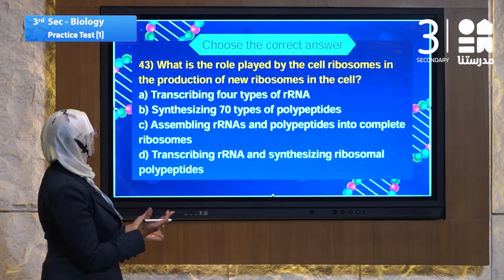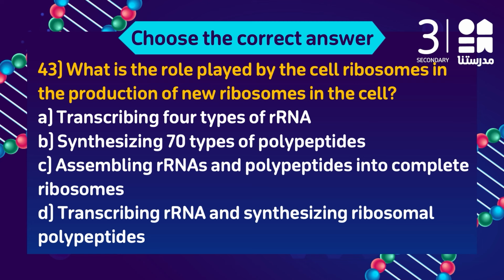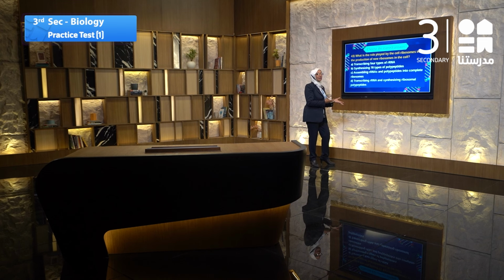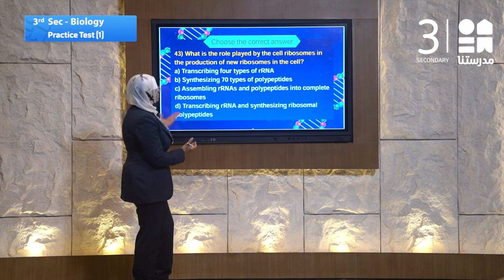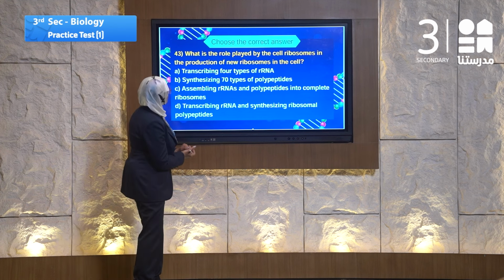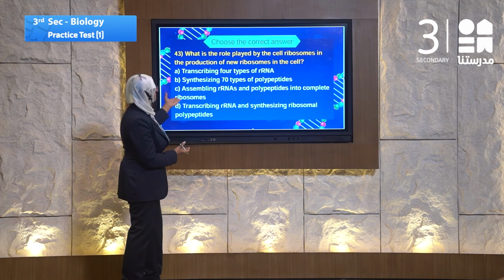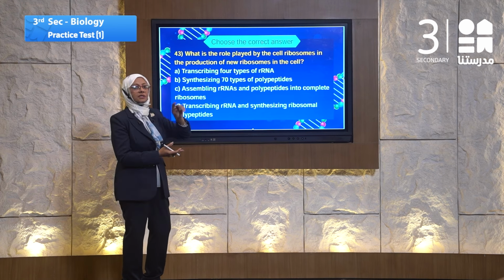Let's go to 43. What is the role played by the cell ribosomes in the production of new ribosomes in the cell? There are many steps for the cell to make new ribosomes. The ribosomes are needed for the cell to make many proteins. So many ribosomes are formed to make the protein. Let's go to the choices. Number A, transcribing 4 types of RNA. It's well done.